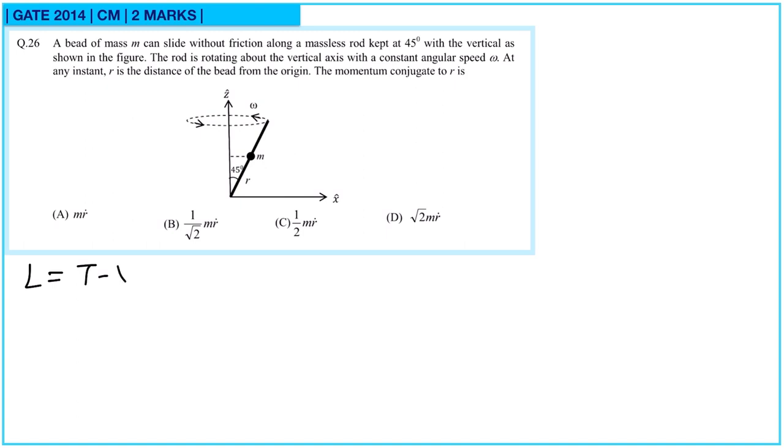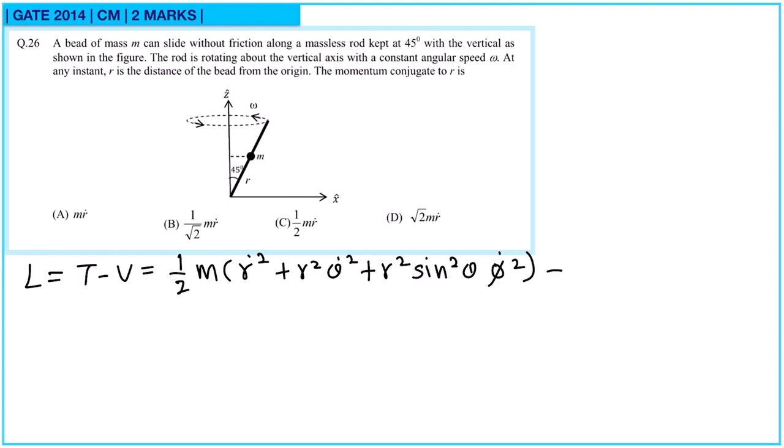So L is equal to T minus V. So that means this is half m, we have r dot square plus r square theta dot square plus r square sin square theta phi dot square, minus this part is r cos theta, so m g r cos theta. Now here it is given theta is equal to pi by 4, 45 degree, and phi dot is equal to omega. So theta dot will be 0.